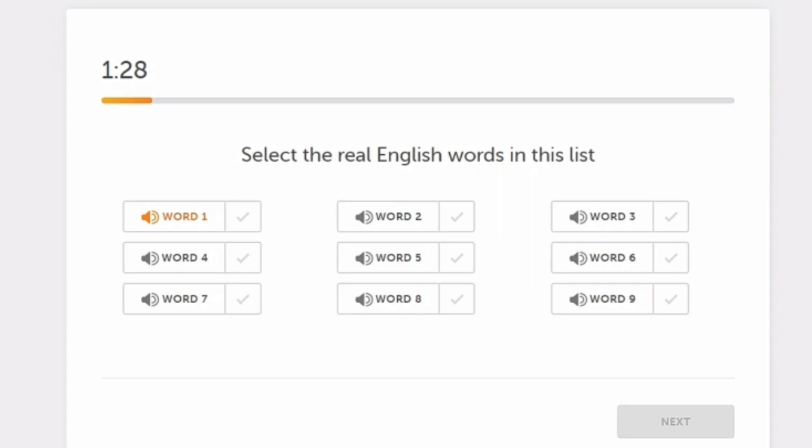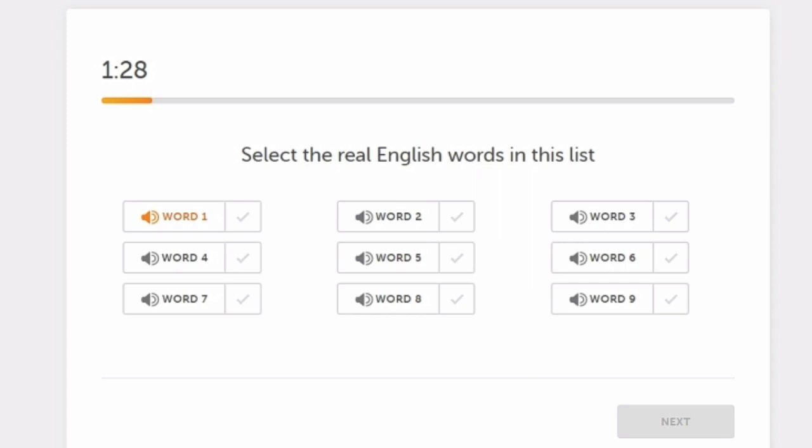Now this is our next question. In this question you are asked to select the real English word in this list. It means you are given numerous words. You have to click on one and you will hear the word. If it is an English word, then you have to click on it and select it. Otherwise you have to leave it.